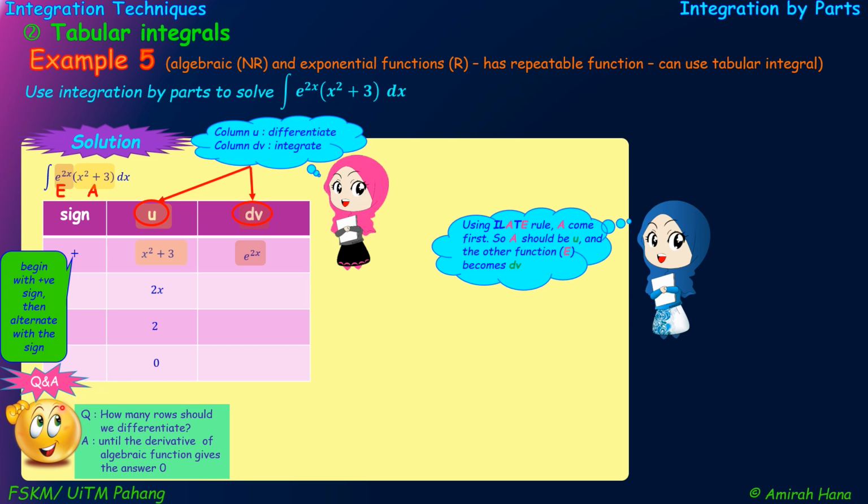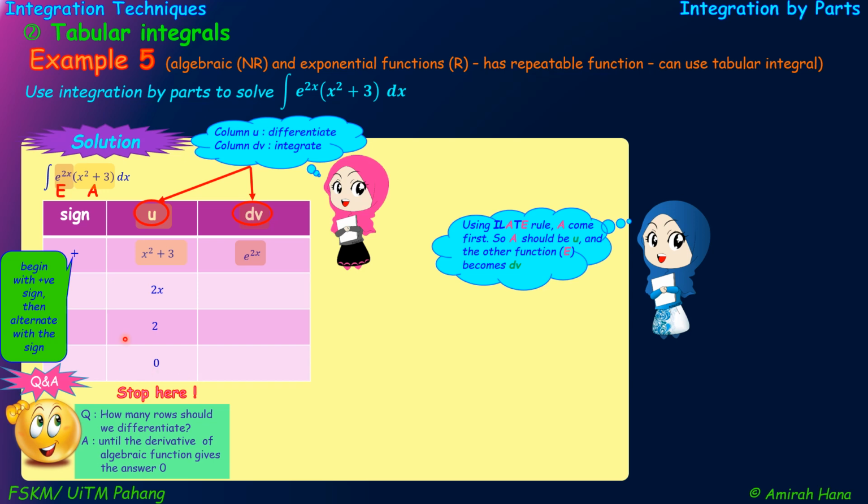Question and answer. How many rows should we differentiate? The answer is until the derivative of the algebraic function gives the answer 0. If the given function has an algebraic function, when we differentiate under column u, we can stop the rows when we get derivative 0. So we can stop here because in the fourth row, when we differentiate, the answer equals 0.